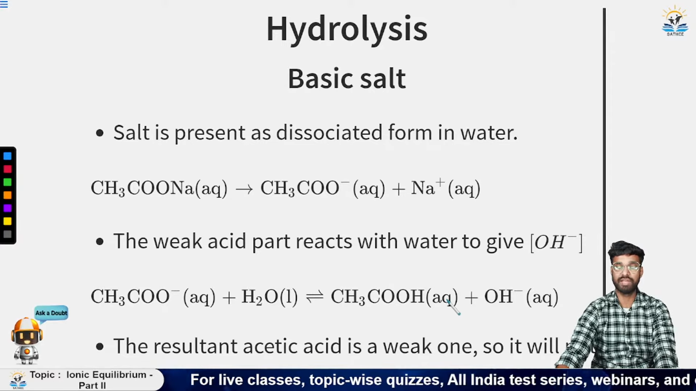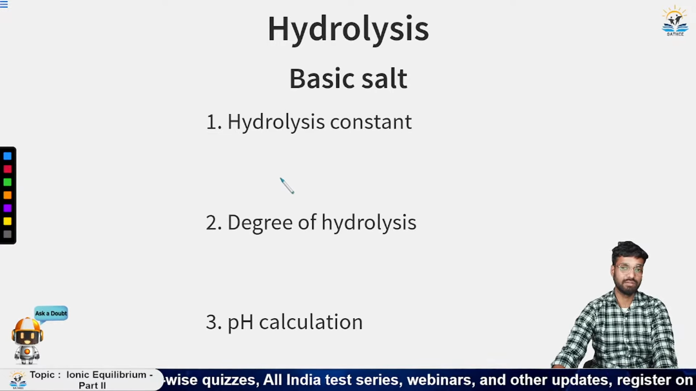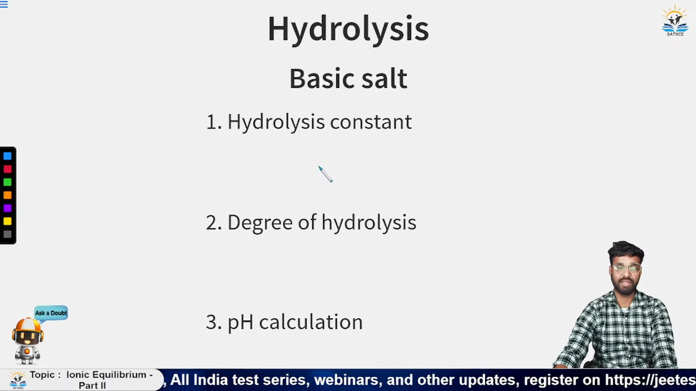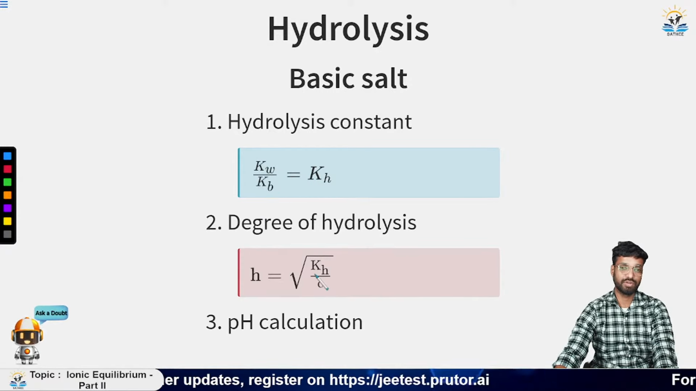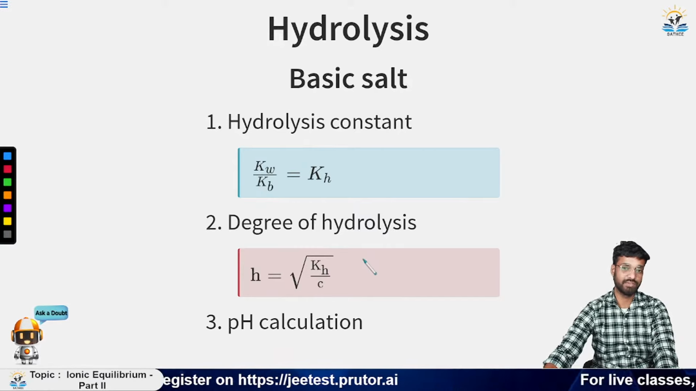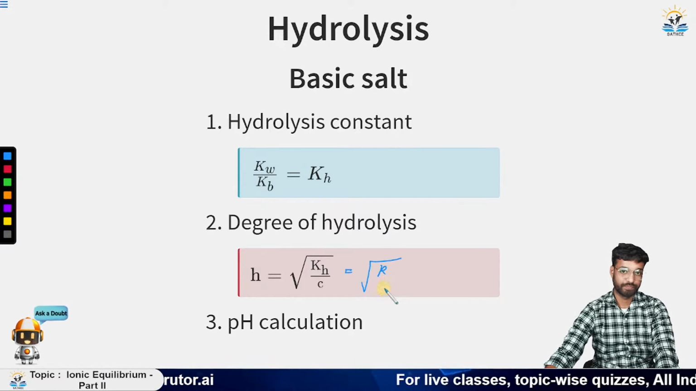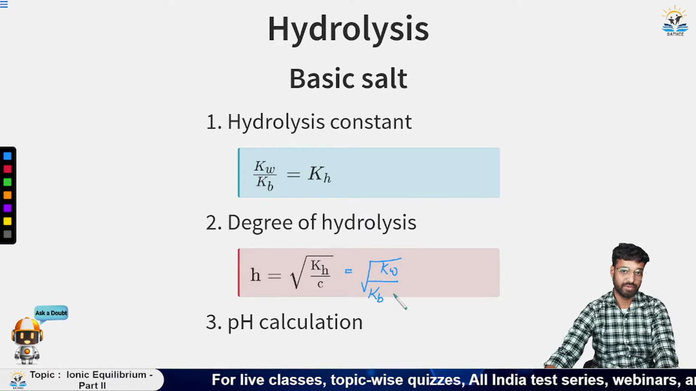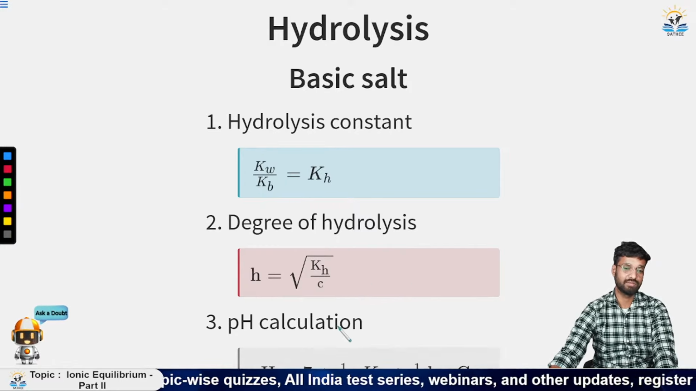So the same reasoning applies here as for the acidic salt. Now the formulas are quite similar; we only have to replace Kw by Ka with Kw by Kb. That would be Kh = Kw/Kb, and h = root under Kh by C. If you put the value of Kh, you can also write it as root under Kw by Kb into C.